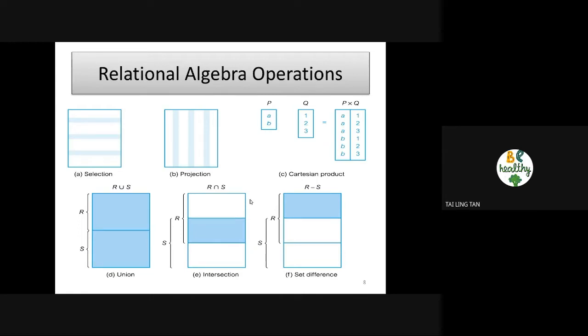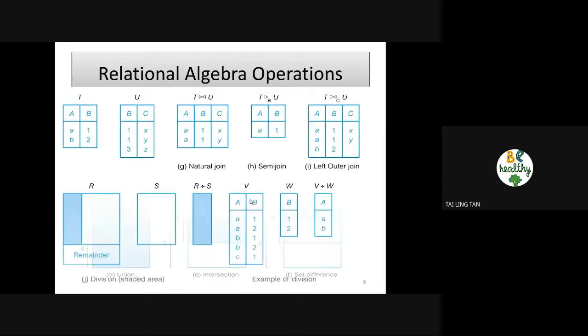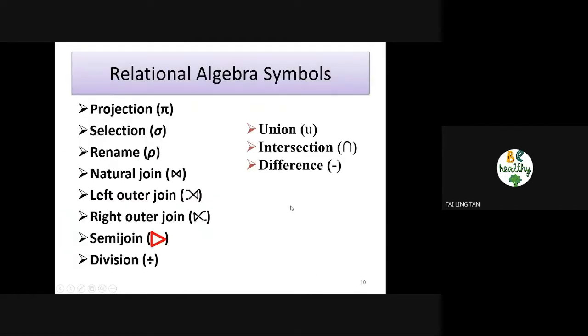Okay, so if after this class you still do not really understand, maybe you need to go back and find whether you have any book, or you can go on YouTube and search for these relational algebra operations. We will not only go through that part, but we also have the natural join, semi join, left or right outer join, and we also have division and some examples of division. So we'll go through one by one and see whether you are still familiar with this.